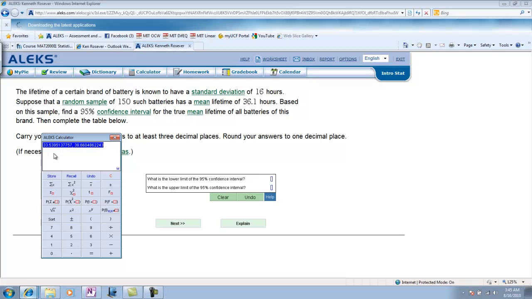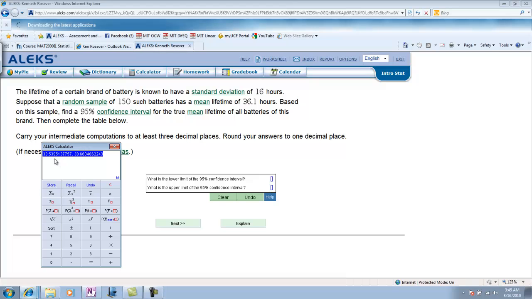And you can see them, 33.539. We want it to 3 decimal places, so I'm going to look one more, and it's a 5, so I'm going to say 33.54. It's the lower limit. And the upper limit is 38.6604, so we'll just call that 38.66. And I'm going to hit next.